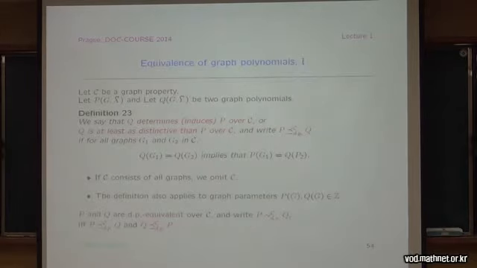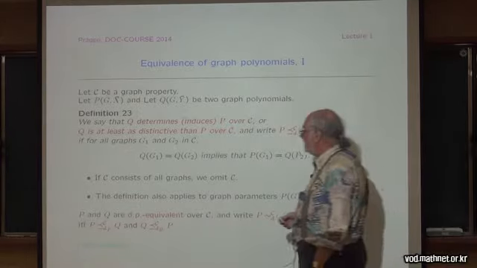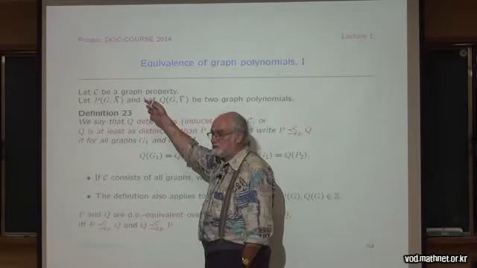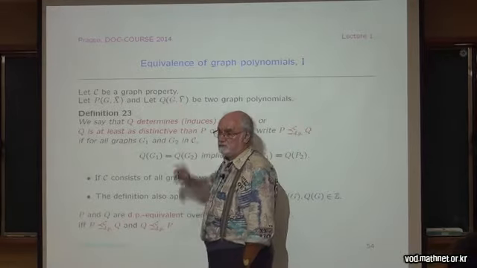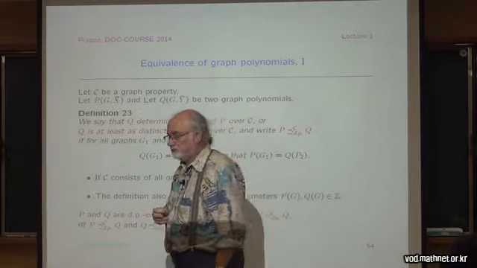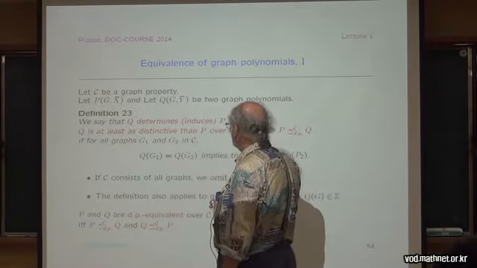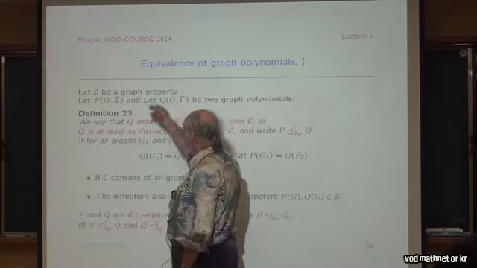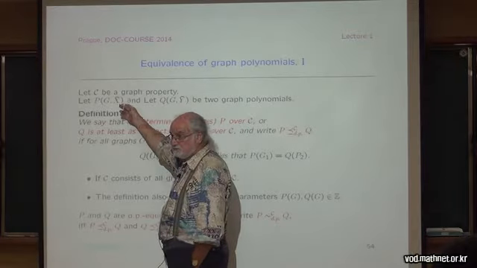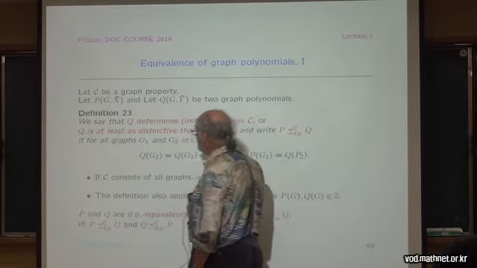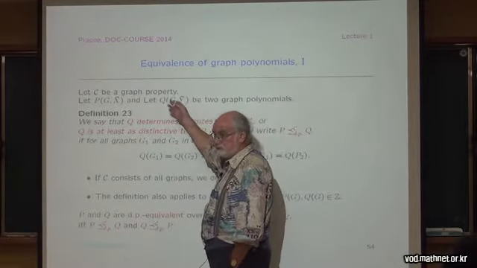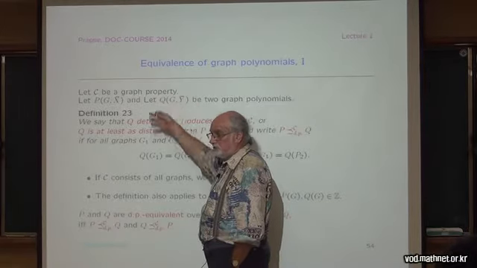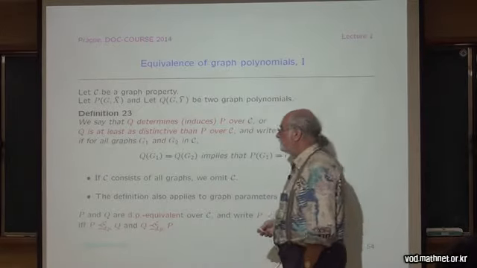Oh, this is a repeat. So now I use what I did before, I change a bit the notation. I have two graph polynomials, P and Q, in a fixed number of indeterminates, but maybe different. It may also be zero indeterminates, it may be an element in a ring, if you want.